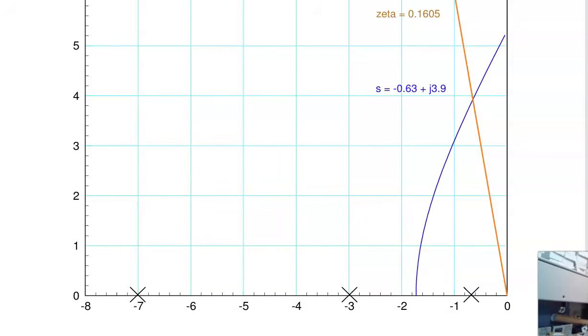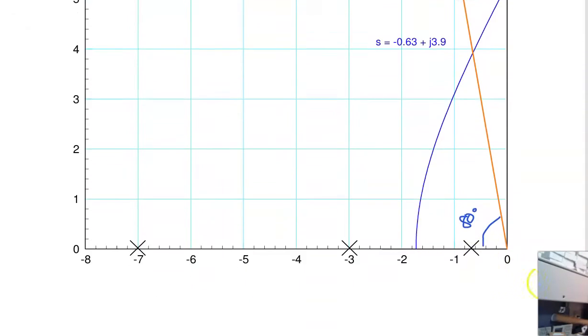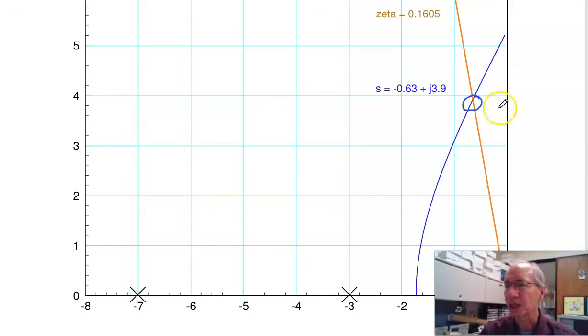So what I want to do is draw the damping line at 80 degrees. One way to do that is take the tangent of 80. I get 3. Or, correction, the tangent of 80 degrees is 6.14. So when I draw the damping line, I go over 1, up 6. So there's the damping line. What I'm looking for is this point. Where does the damping line intersect the root locus plot? It intersects at 0.63 plus j3.9.